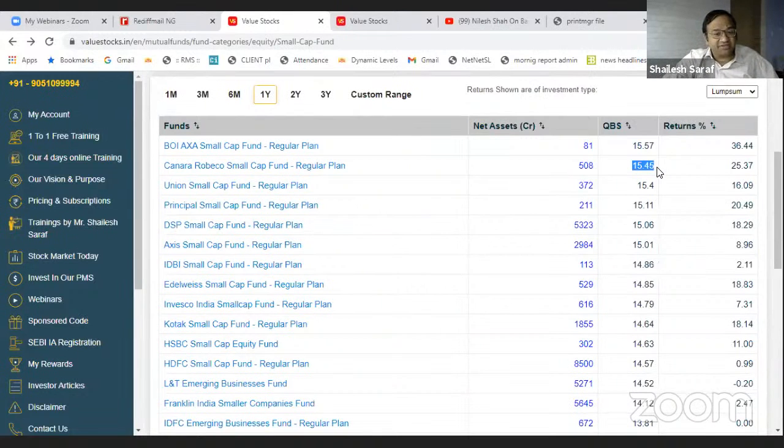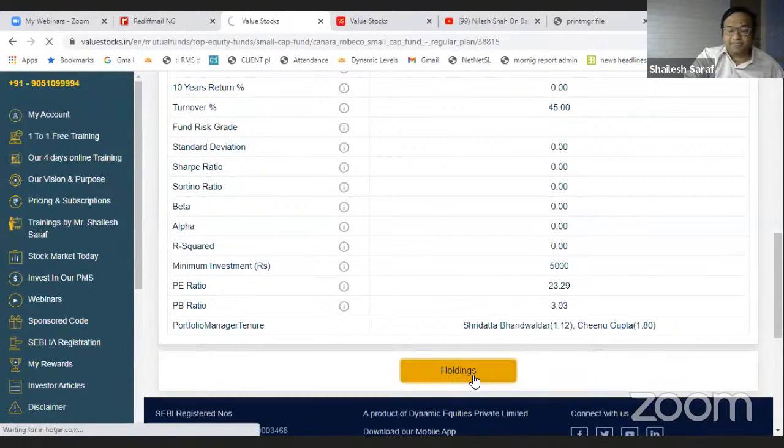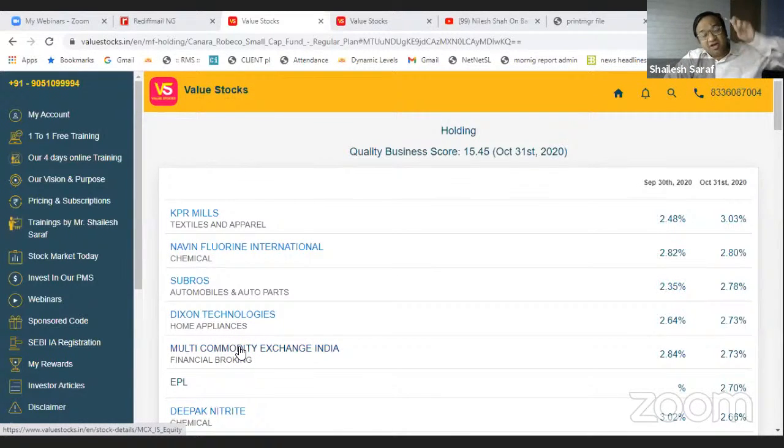Now, how did the score come? If you go to the holdings, so we have created for all the stocks, like Navin Fluoro has a score, then Shubros has a score, then Dixon Technologies has a score. So we have created a score for each stock, whichever stocks will go up. And fantastically, we found that those are the mutual funds which have the highest QBS score. Those only do well in future. It's amazing what we were able to do for the mutual fund distributors and mutual fund investors, right? So this is one thing which we created, known as the QBS score.